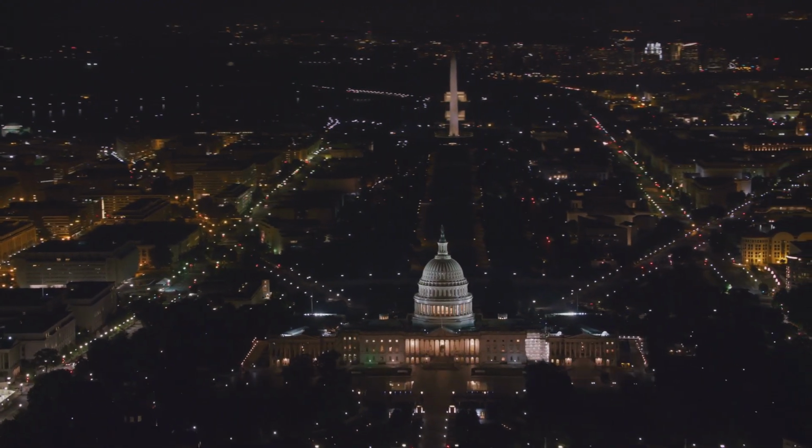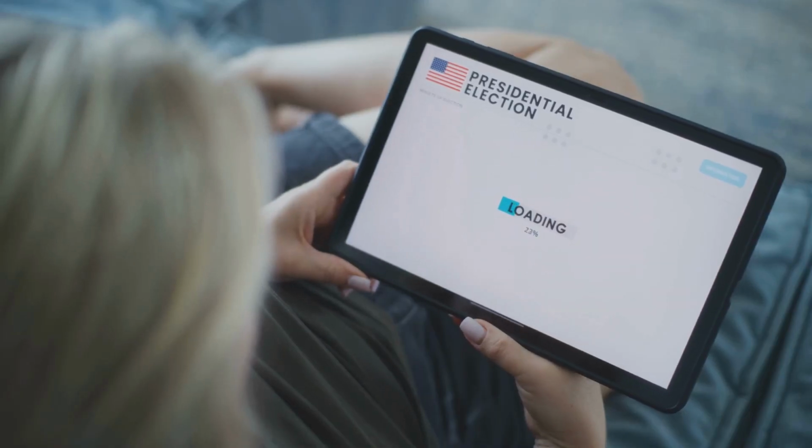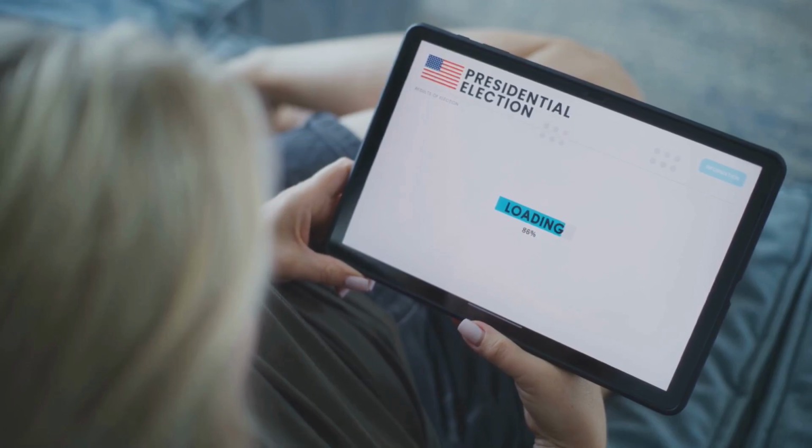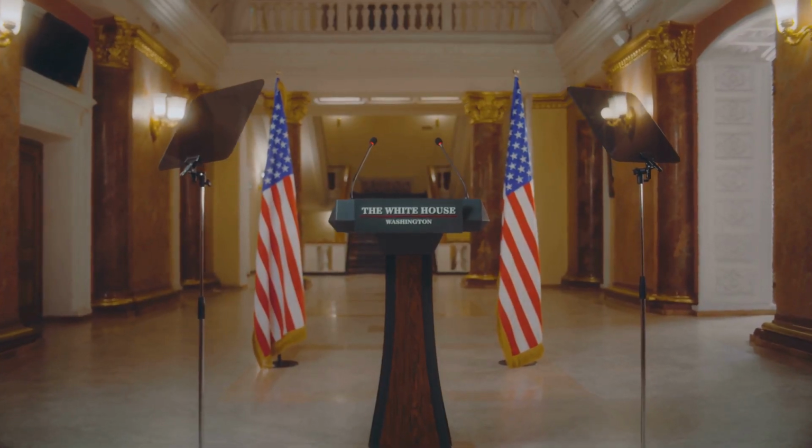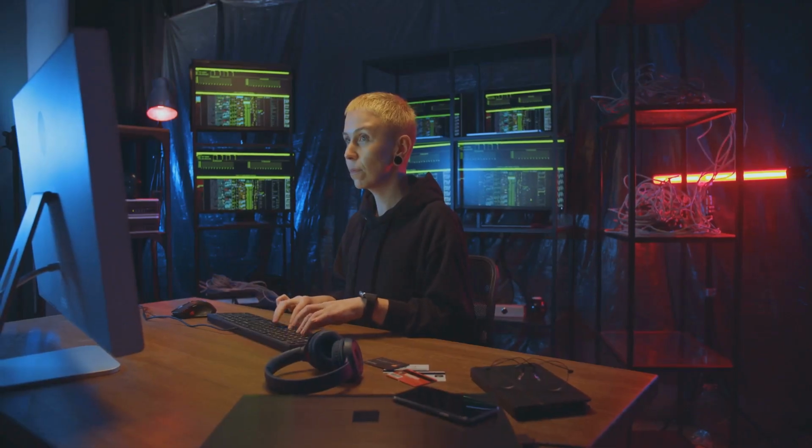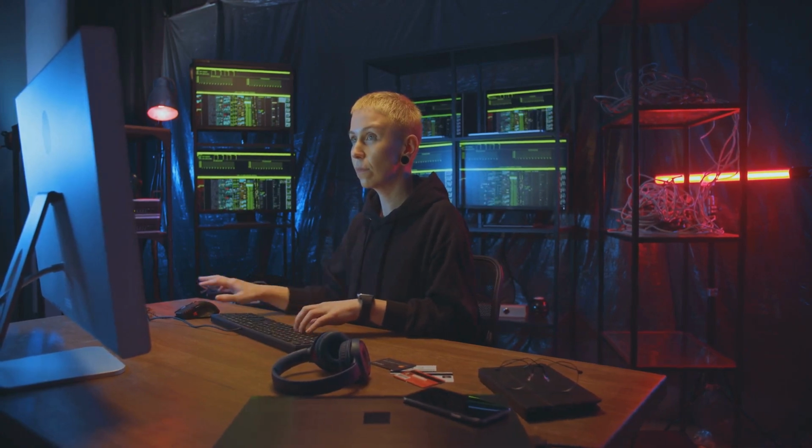The role of media and technology. Social media and television ads shape public perception. Debates and town halls influence voters' opinions. Polling and data analytics are used by campaigns to target voters.